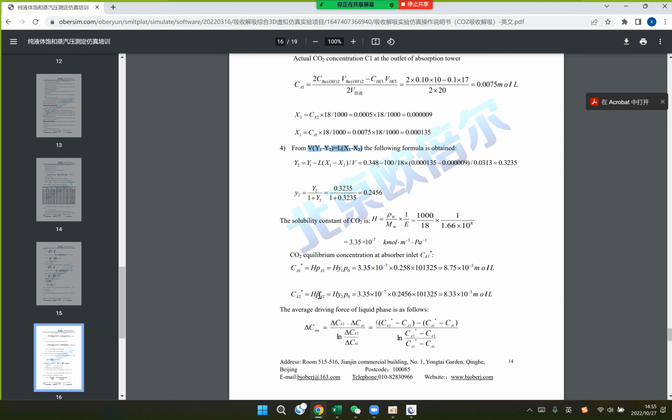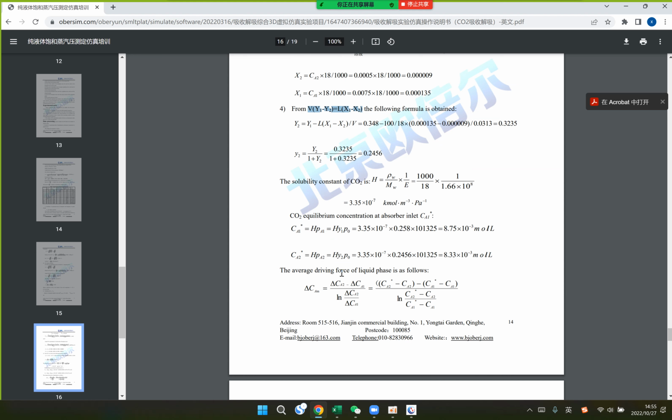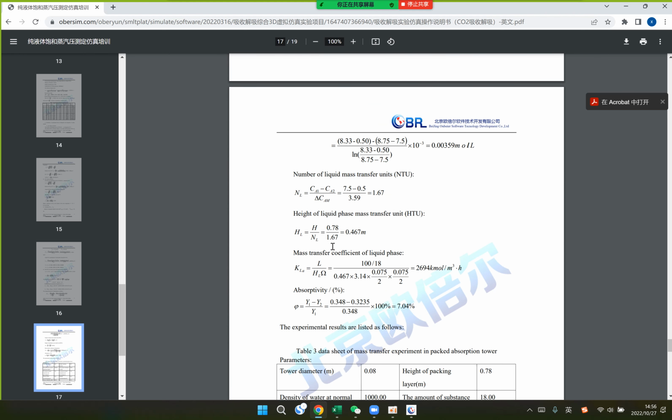So the average driving force for the nuclear phase can be calculated for this case, with this formula. After that, you can calculate two very important parameters for the absorption experiment: the number of the mass transfer unit and the height of the mass transfer unit. We can call them NTU and HTU. NTU and HTU are not only for the absorption experiment, they are also for desorption and for the distillation experiment.